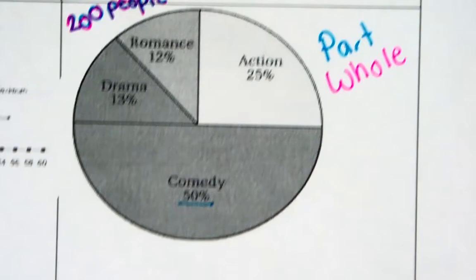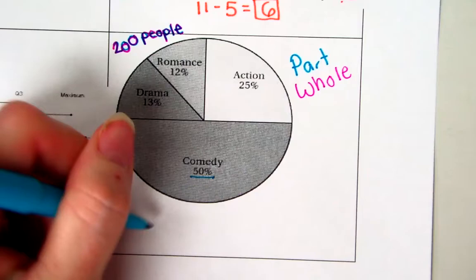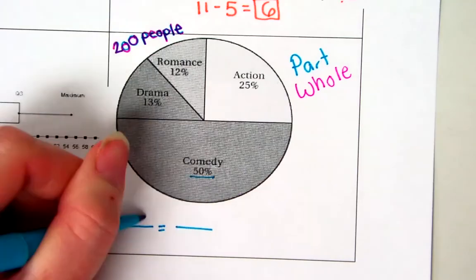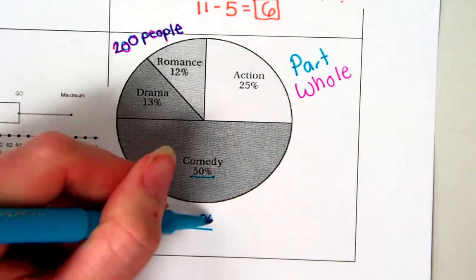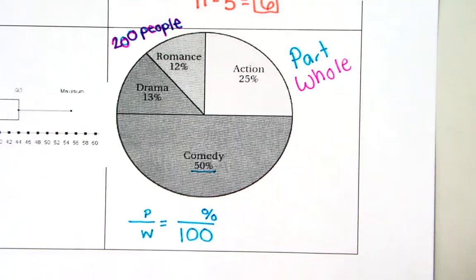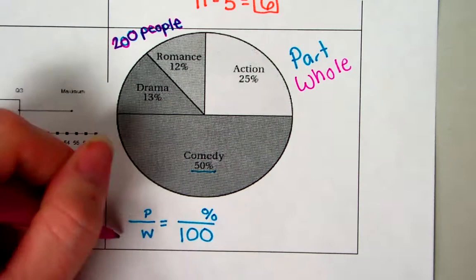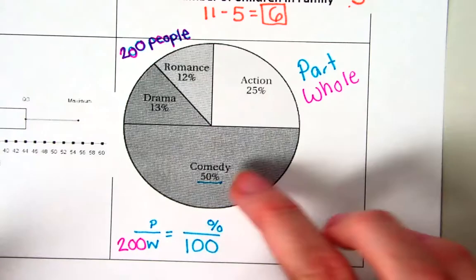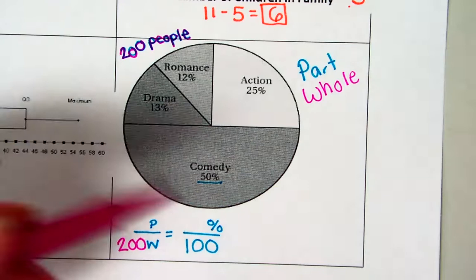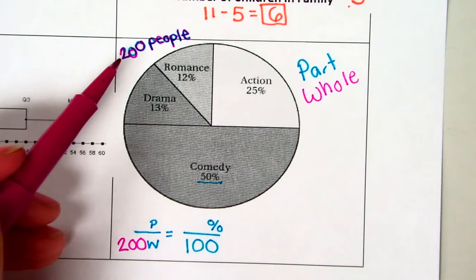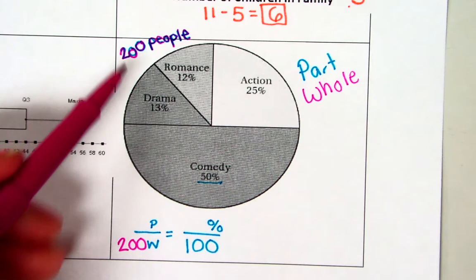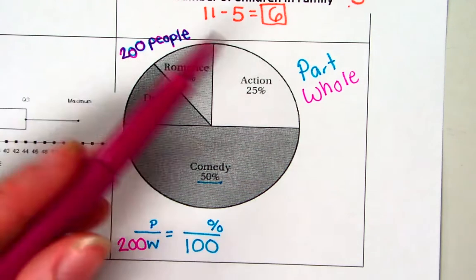200 people were asked what their favorite movie is, and so from that, I'm going to write that in pink because that's actually the whole or total. If I know 200 people were asked, and these are the percentages, that is enough information to figure out exactly how many people liked comedy out of those 200. Because keep in mind, this is not 50 people. This is 50%, or 50 out of every 100. 50% per 100. Okay? So in order to do that, we're going to use proportions.